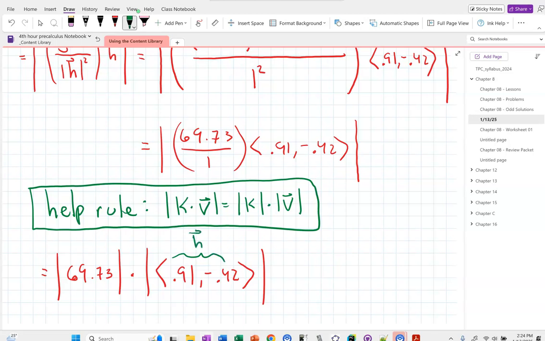And remember, this vector is vector h, right? What's the magnitude of h? 1! So this just simplifies down to 69.73 pounds.